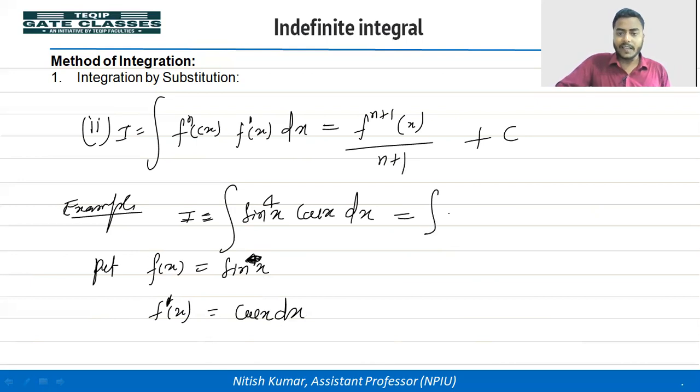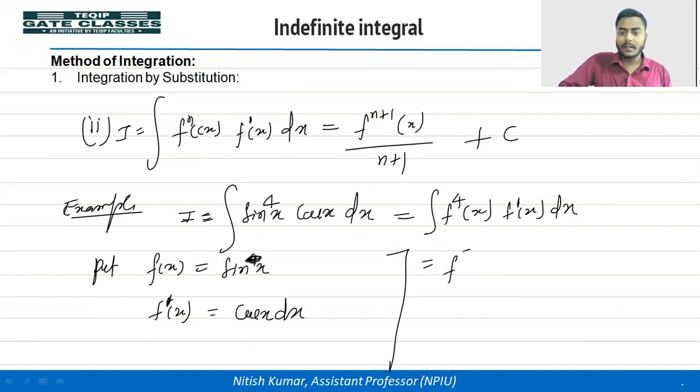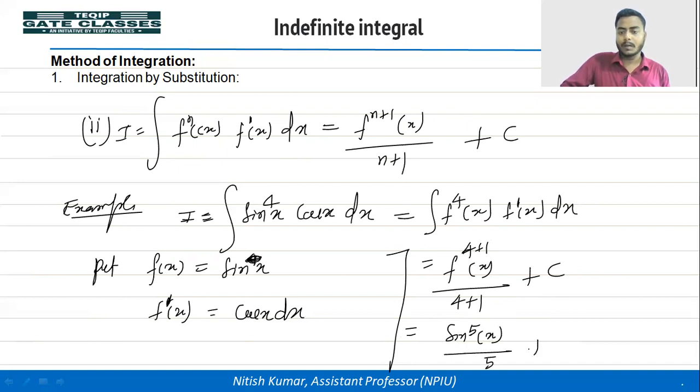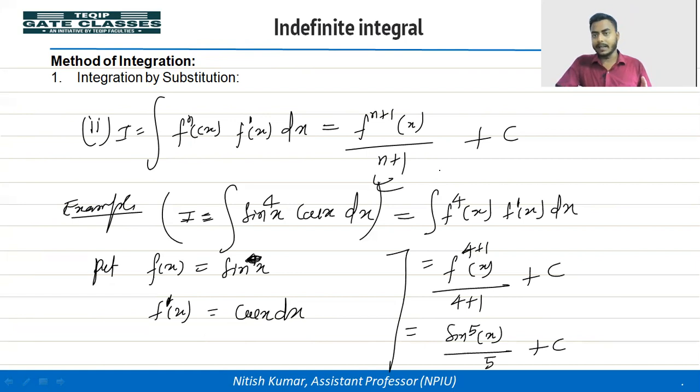So what form are we getting here? See, f to the power 4 of f(x) into f dash x with respect to dx. If we are getting this form, then directly we can write the integration as f to the power 4 plus 1 of x divided by 4 plus 1 plus c. So the function is sine, 4 plus 1, so sine to the power 5 x divided by 5 plus c. It looked strange, as if we cannot solve it, but see the form, it's very easy. No need to apply trigonometric relations and all those things.